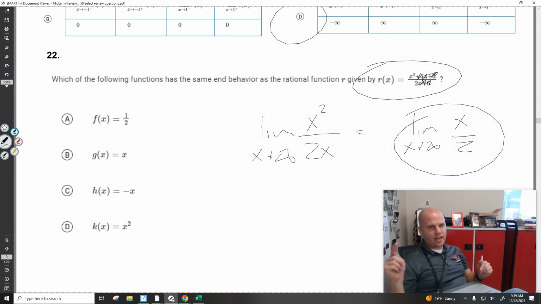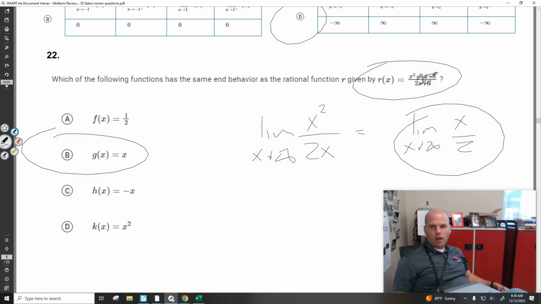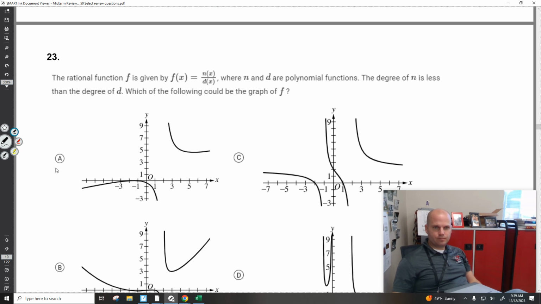Now, we do have a slant asymptote. I wish they had x over 2. I don't know why they don't have x over 2. There is a slant asymptote. We could find the exact equation of that slant asymptote if we divided the two equations. They're not asking you to do that, so I'm not going to.